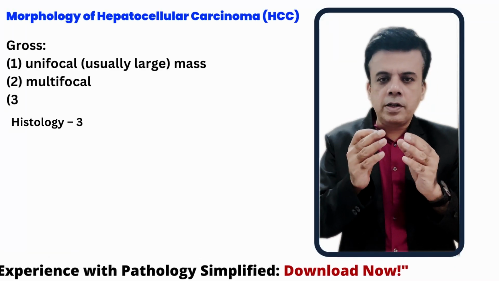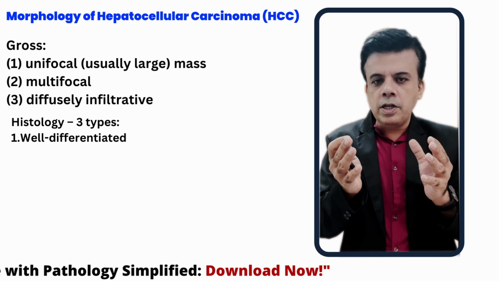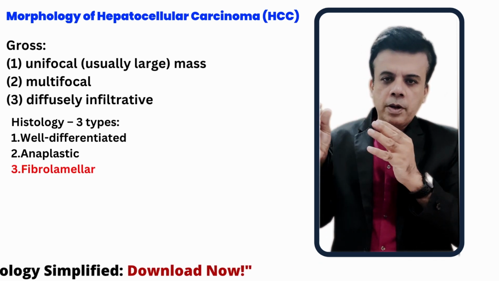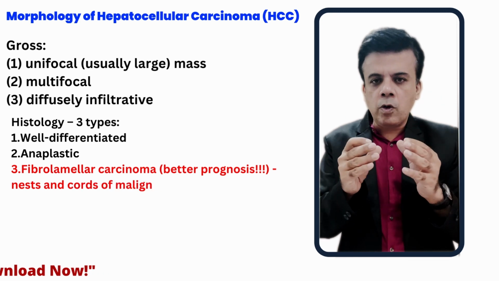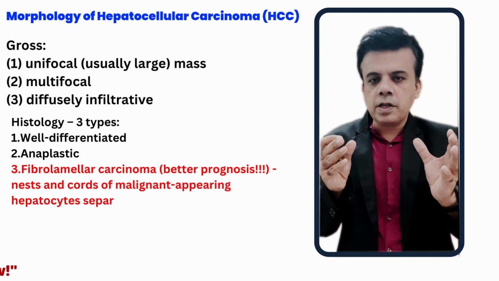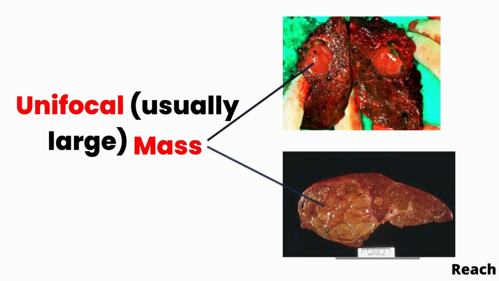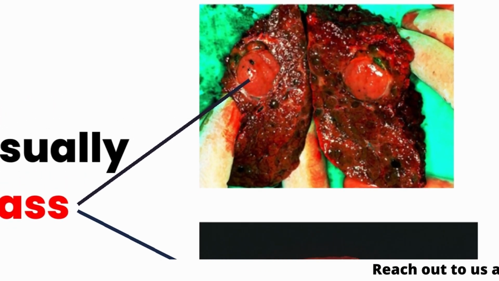Now coming to the morphology. It could be a unifocal large lesion, or it could be multifocal, with multiple masses, and it could be a diffusely infiltrative lesion which can occupy almost the entire liver. Some large lesions can also be there. So histologically it is quite variable.